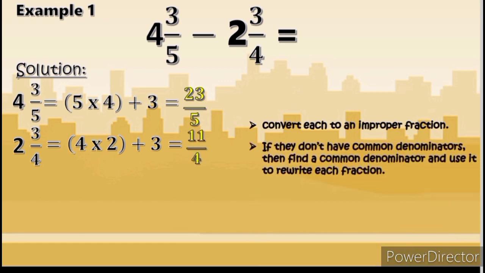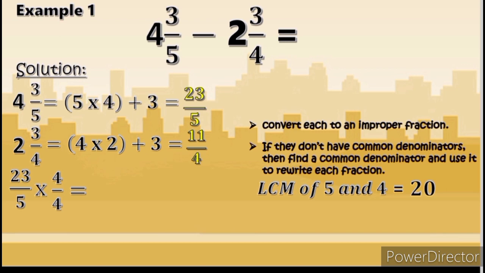If they don't have common denominators, then find a common denominator and use it to write each fraction. The LCM of 5 and 4 is 20. 23 over 5 multiplied by 4 over 4. This will become 92 over 20. Now let's change 11 over 4. Multiply it by 5 over 5. Our answer is 55 over 20.